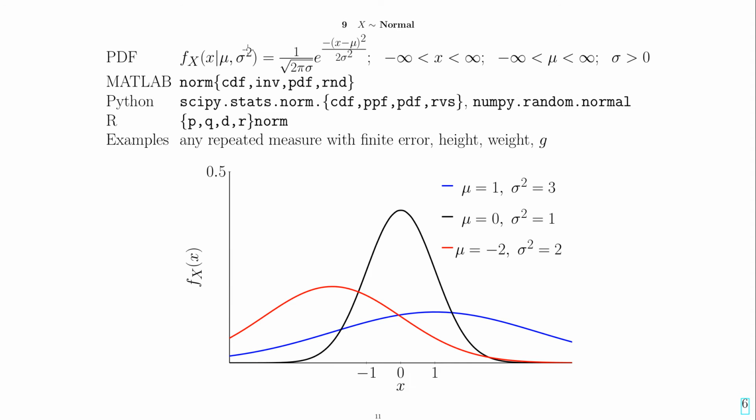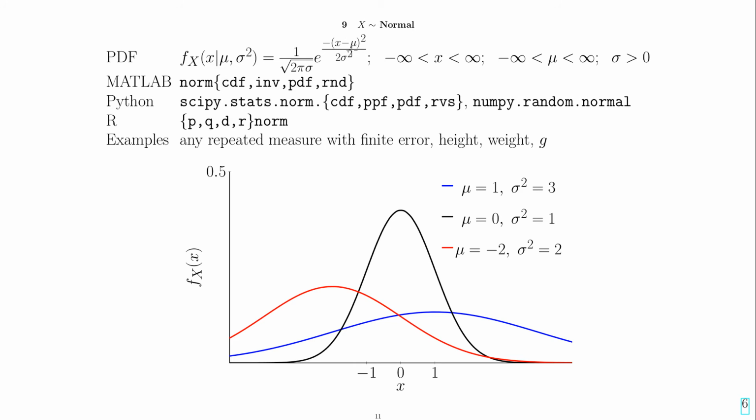And last but not least, we have the normal distribution. In this case, it is given with 2 parameters, mu and sigma squared, representing mean and variance. It's 1 over the square root of 2 pi sigma, which normalizes this value to 1 when you integrate. And then in the exponent of e, you have minus (x minus mu) squared over 2 sigma squared.